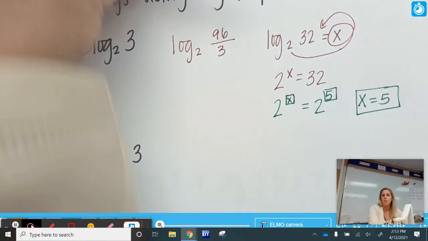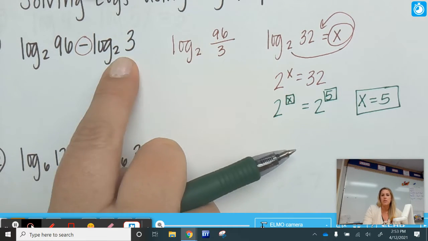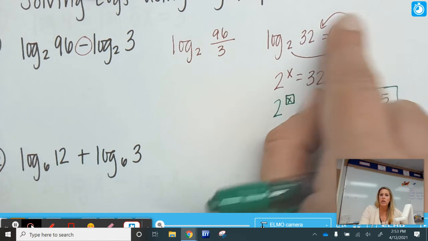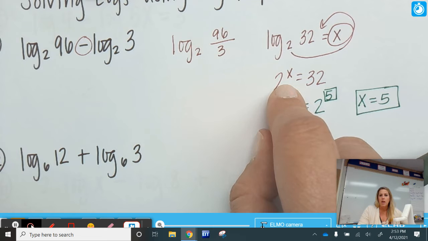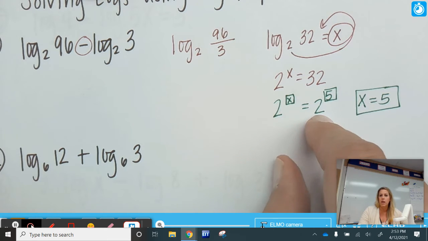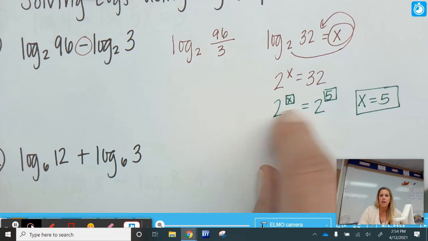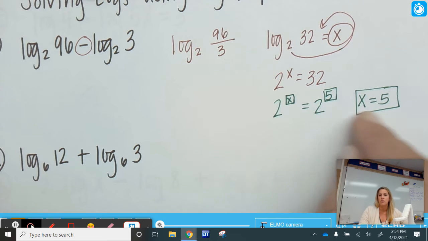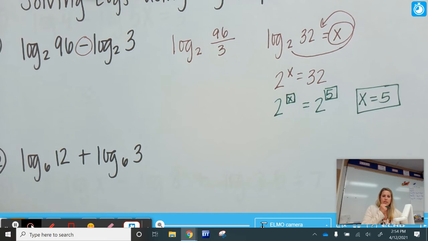Okay, so again, we combine them by using the properties. And then once we combine them, then we convert to exponent form. And then we look to see, can we do common bases, or do we have to take the log of both sides? And I think for most of them today, we're just going to be able to change them to exponent form and then do common bases. Okay, all right, so let's stick with that.